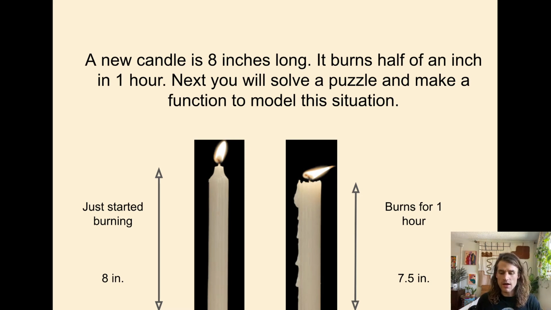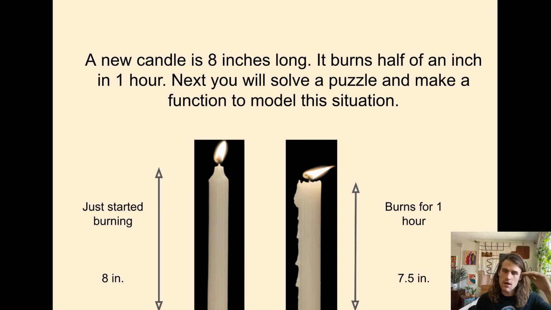All right, and now this isn't maybe the most useful thing, but it's a good way to illustrate something using numbers. So what we have is a candle that's 8 inches long, right? So when you first light it up, it's 8 inches long, and then it burns for 1 hour, and it's ½ an inch shorter, right?